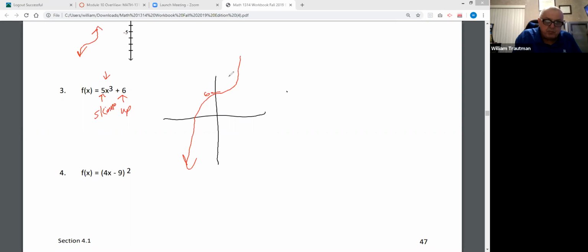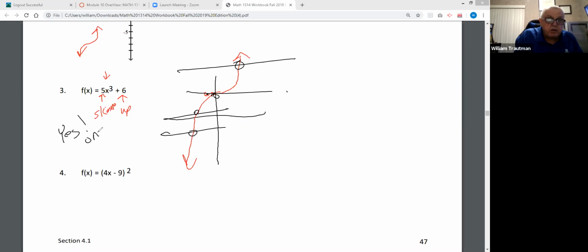Okay, there we go. So if I do a horizontal line test on this, no matter where I draw this horizontal line, it crosses the graph only one spot. So yes, this graph is 1 to 1.